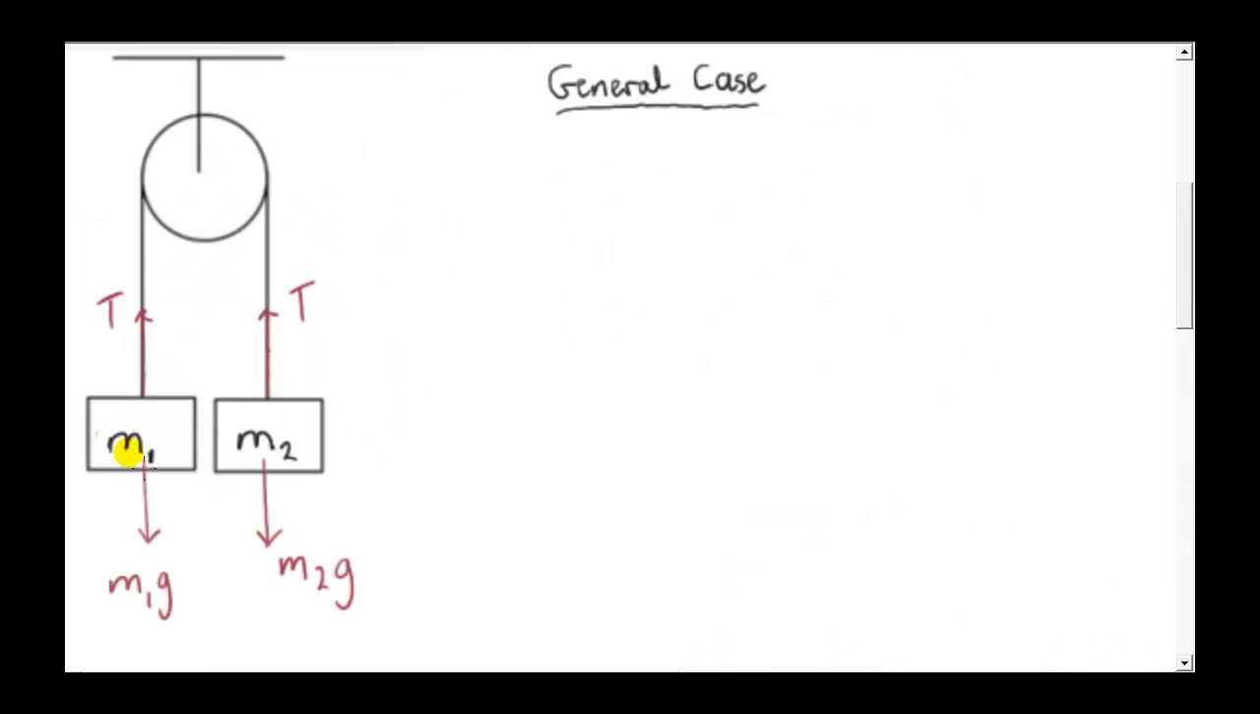Now let's consider the general case of two masses m1 and m2. We don't know what's going to happen here. We don't know which direction each of these masses will accelerate in, so we'll just make up a direction. So let's suppose that this is the direction. So this is the positive direction. So vectors pointing clockwise around the pulley are positive. So the acceleration, let's say, is in the positive direction.